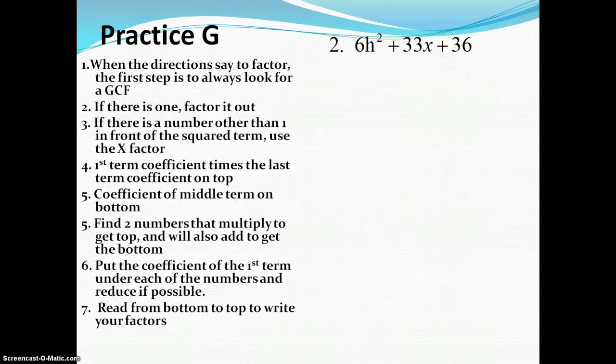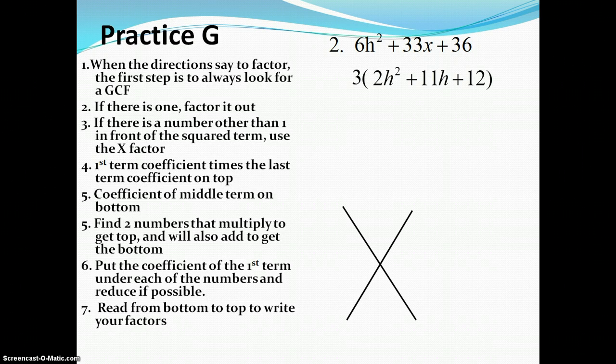If you take a look at number 2, it does also have a greatest common factor. In this case, it's going to be 3. When I divide everything by 3, I end up getting 2h squared plus 11h plus 12. Now, in this situation, I've got a 2 left in front of the h. So what I'm going to have to do is I'm going to have to use the x. So I put the 2 times 12 on top, that's 24. I put the 11 on the bottom.